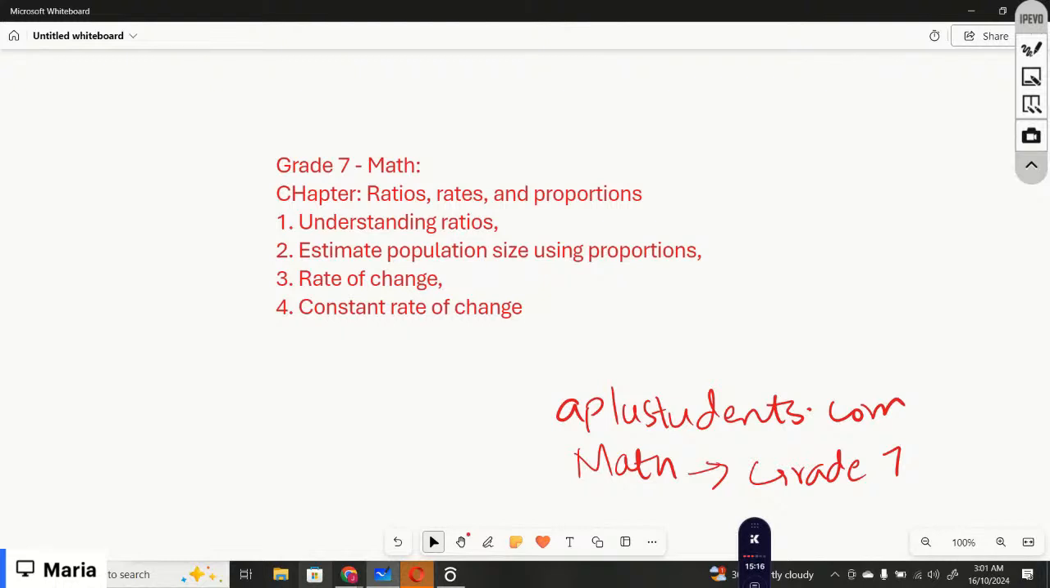The lessons we're going to cover today are understanding ratios, estimate population size using proportions, rate of change, and constant rate of change. So please make sure you have your notebook and pencil so that you can note down the important examples and definitions as well.